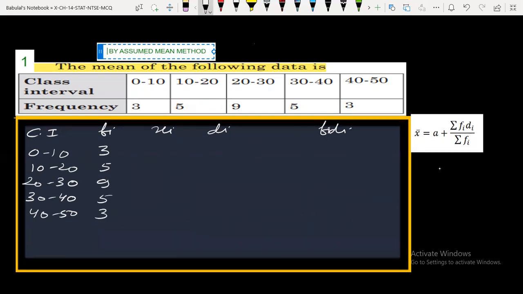And what is the class mark? As we have already done, 0 plus 10, 10 divided by 2, that is 5. 10 plus 20, 30 divided by 2, that is 15. 20 plus 30, 50 divided by 2, that is 25. 30 plus 40, 70 divided by 2, that is 35. 40 plus 50, 90 divided by 2, that is 45.